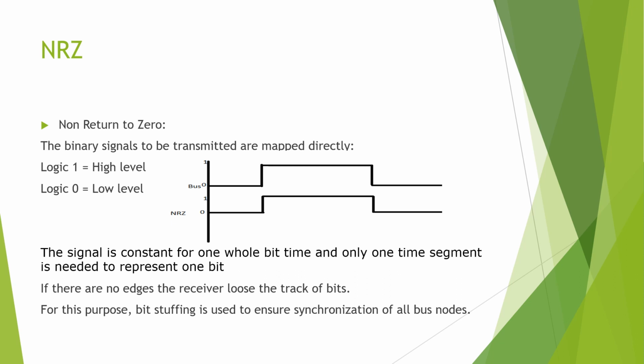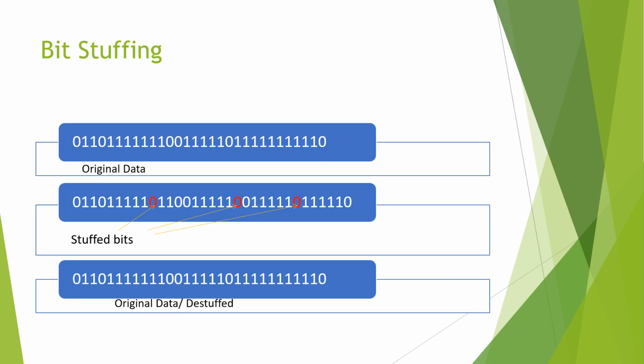If there are no edges, for example, if the data stays for a very long time at 1 1 1 1 1 1, there will be no edges and the receiver will lose track of the bits, like how many times it was 1 and how many times it was 0 in a row. For this purpose, bit stuffing is used to ensure the synchronization of all bus nodes. So let's see bit stuffing next.